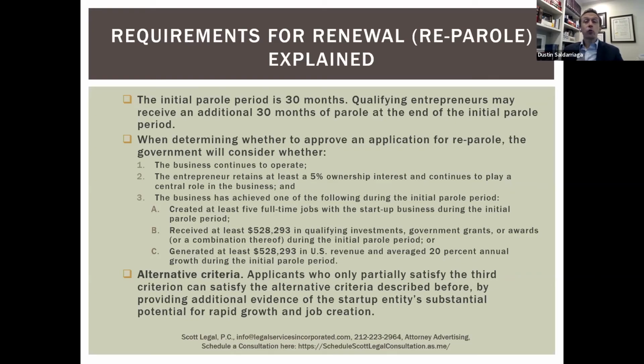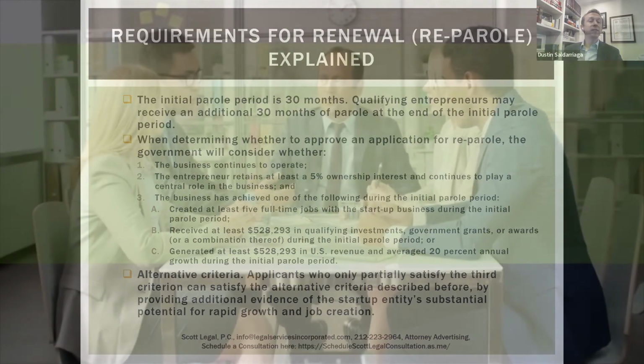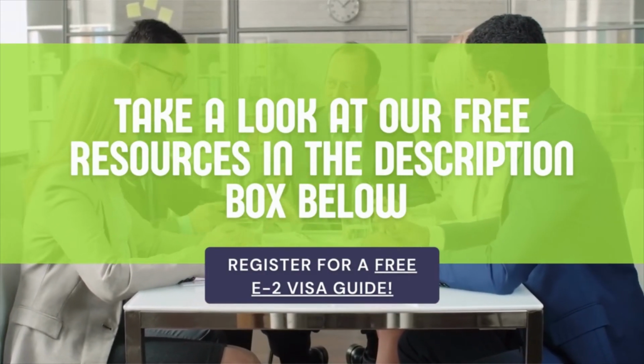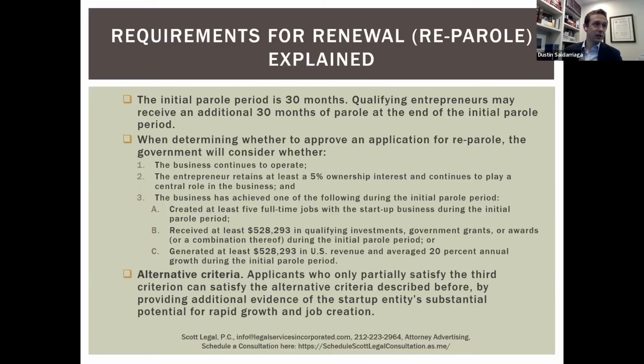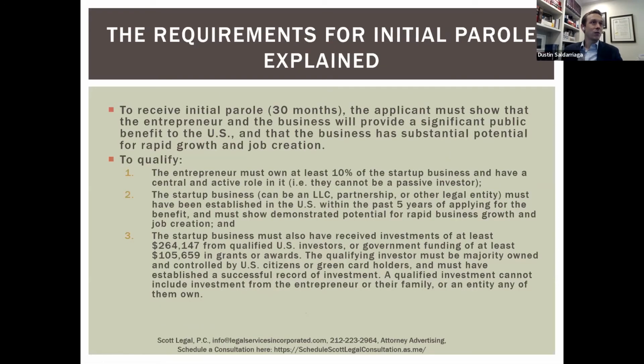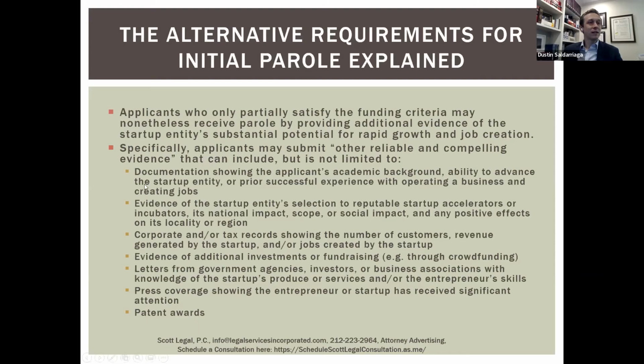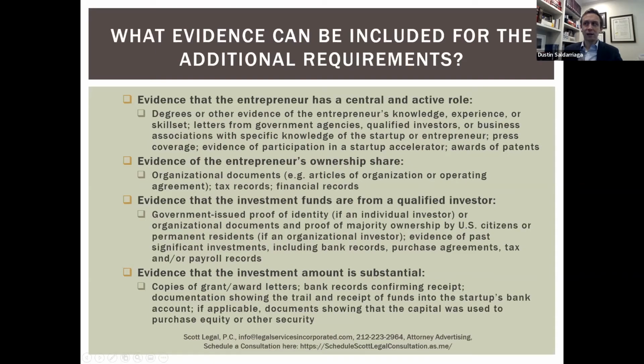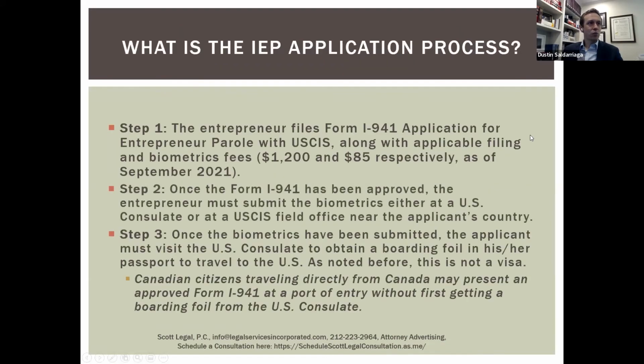Okay, so as with the initial parole application, there is an alternative criteria. If you do not satisfy this third criterion, either creating jobs, generating revenue, or receiving a qualifying investment, you can provide additional evidence of the startup entity's substantial potential for rapid growth and job creation. And this is going to look a lot like that list you looked at before, which we have right here. So this list of what alternative documents the individual can provide is the same for re-parole. And again, this slide, and you'll get these slides after this presentation, lists the actual documents you can provide to show each of those items.